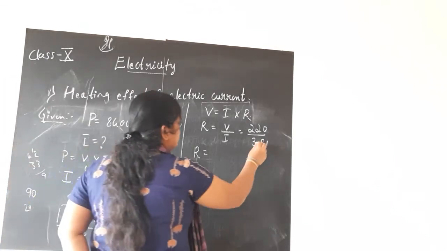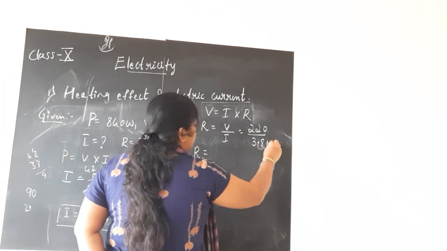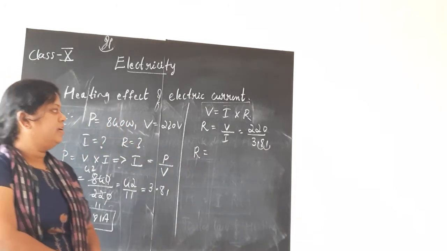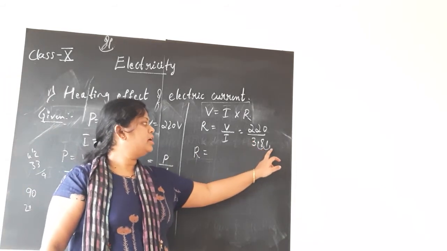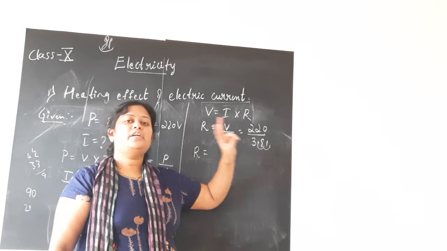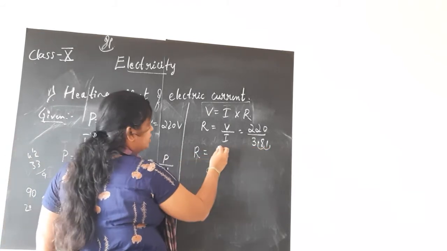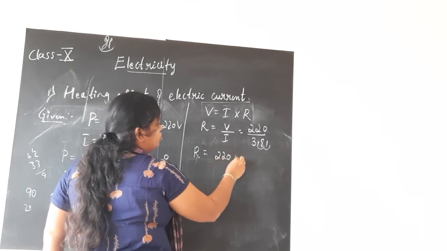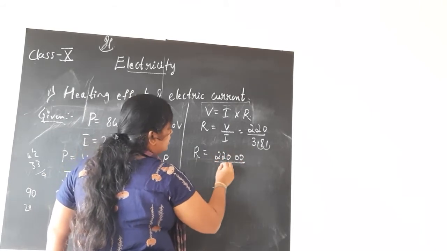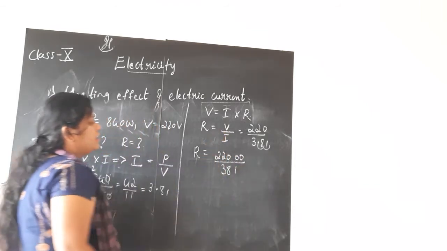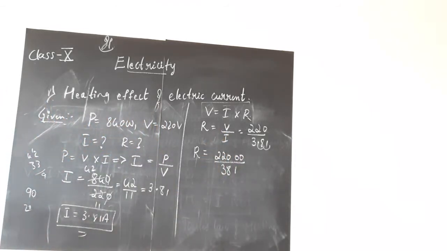What I will do is, in the denominator, I will shift the decimal point. How many places am I shifting? 2 decimal places I am shifting. 2 decimal places shifted in the denominator means 2 zeros should be added in the numerator. So we get 381 in the denominator.